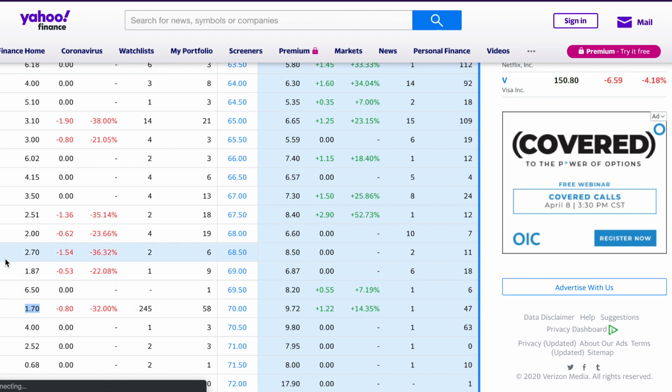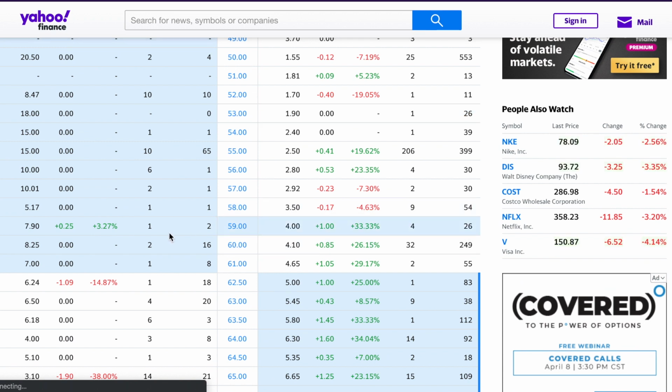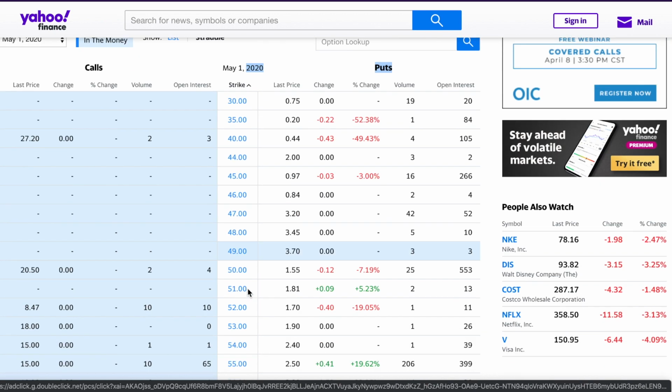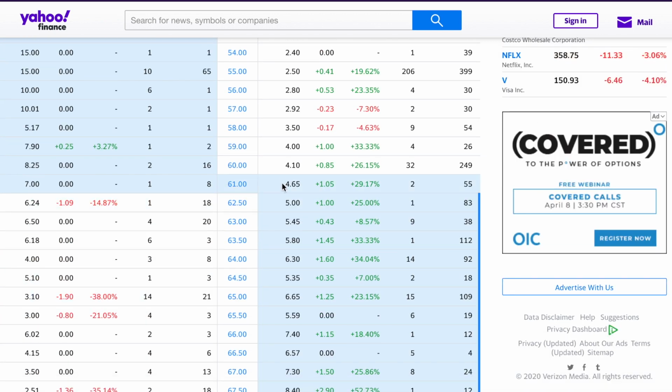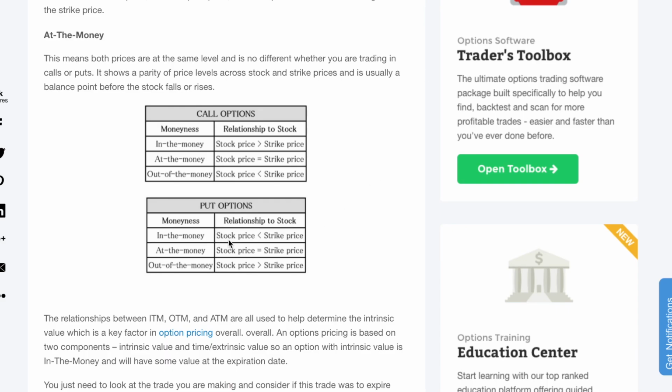And actually, Yahoo Finance has a pretty cool little shading feature where it shades the in-the-money contracts blue, and that makes sense, right? Currently, Starbucks is above 61, therefore this contract is in the money. On the put side, it's exactly the opposite, right? So you can see that the shading ends at the same exact spot. For a put to be in the money, the stock price has to be below the strike price.